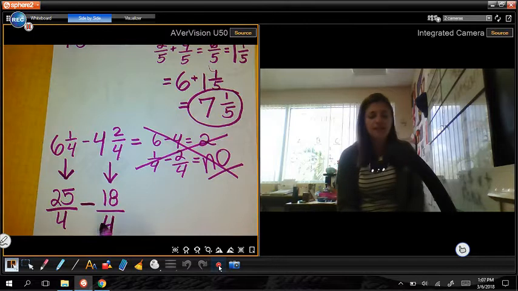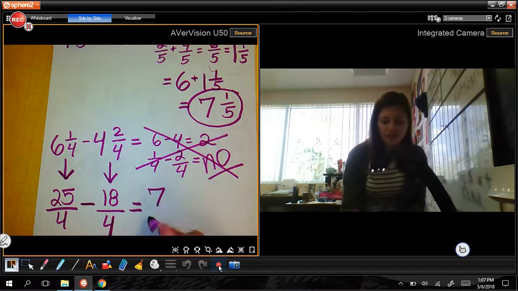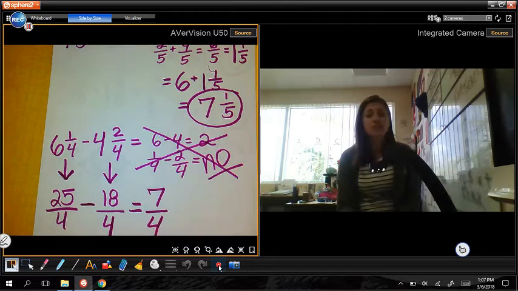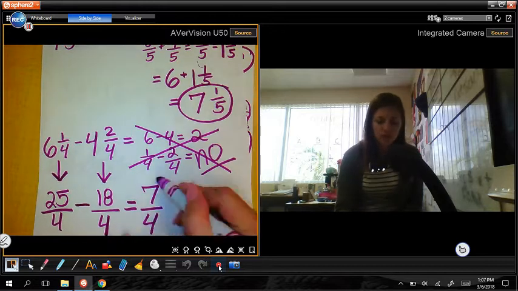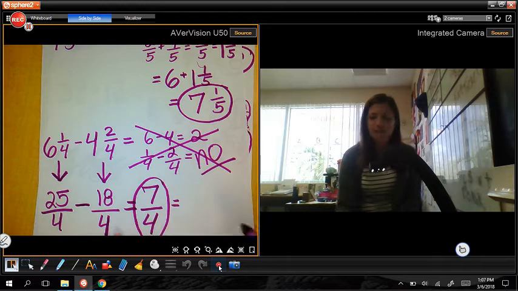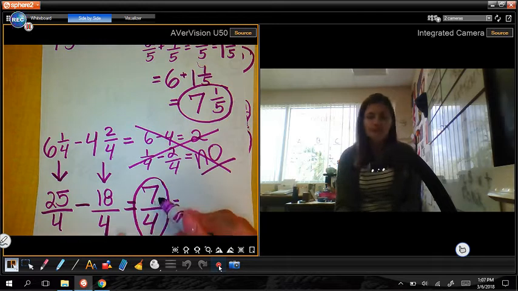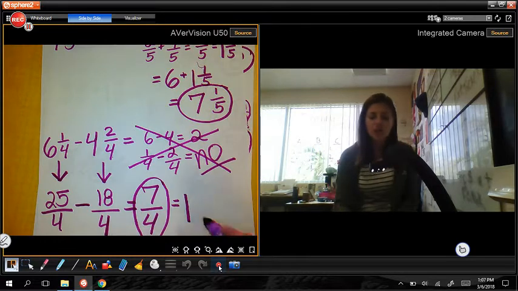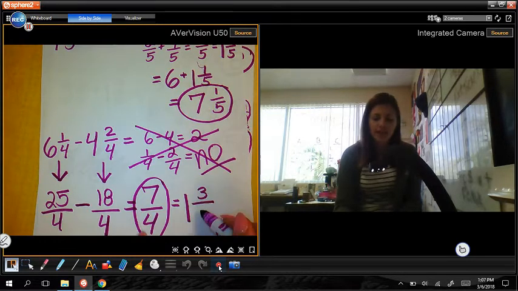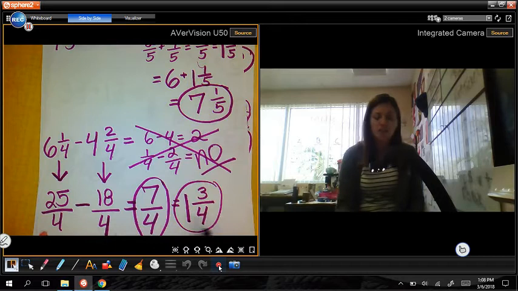So I'm going to count 18, 19, 20, 21, 22, 23, 24, 25. That gives me 7 over 4. But should I leave my answer like this? No, I want to turn it into a mixed number. So I get an answer of 7 over 4, but then I'm going to convert that into a mixed number. 4 can go into 7 one time with 3 left over. 4, 5, 6, 7. 3 left over. So that 3 left over goes into the top, and the 4 stays my denominator. So my final answer is 1 3/4. I hope that made a little bit of sense.